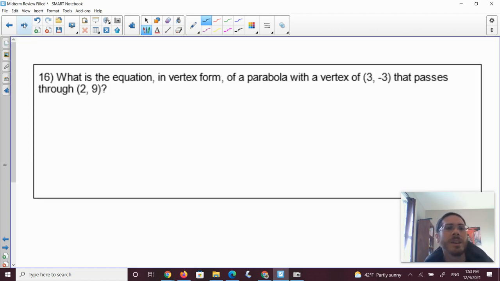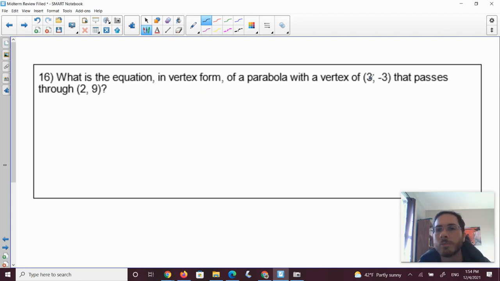For number 16, what's the equation in vertex form of a parabola with vertex 3, -3 that passes through 2, 9? So now we can kind of see we've shifted from stuff that was on the first test. So there were 15 questions that were kind of just like the first test. Now we're doing things that were like on the second test. So that's nice that this is kind of in order.